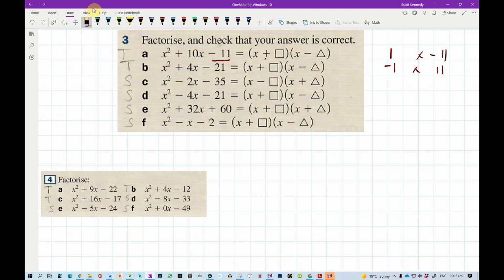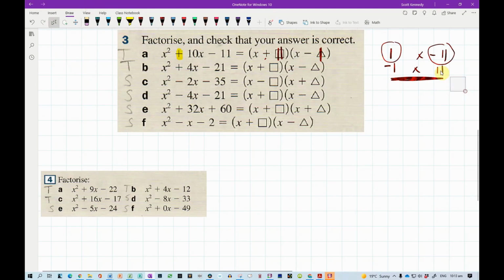Now, the way you decide that is you look at this here. Since we've got a positive here, when we add them together, it must be that the positive number must be higher. Because you can see minus 11 plus 1 would be minus 10. So we actually want this one here. So I think it should be plus 11. Oh, whoops, writing in the wrong place. Plus 11 minus 1.